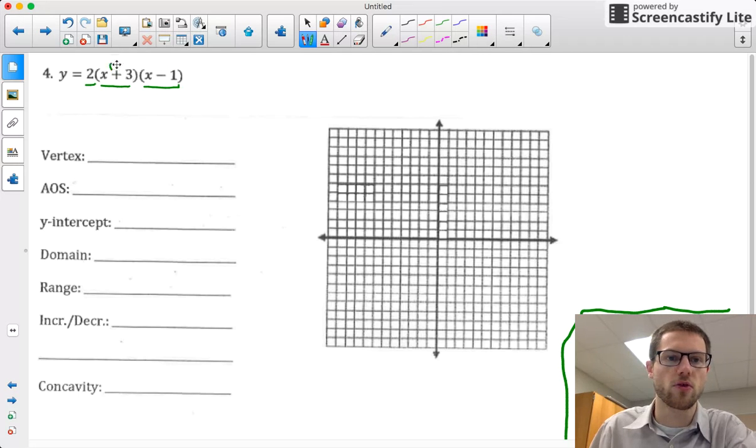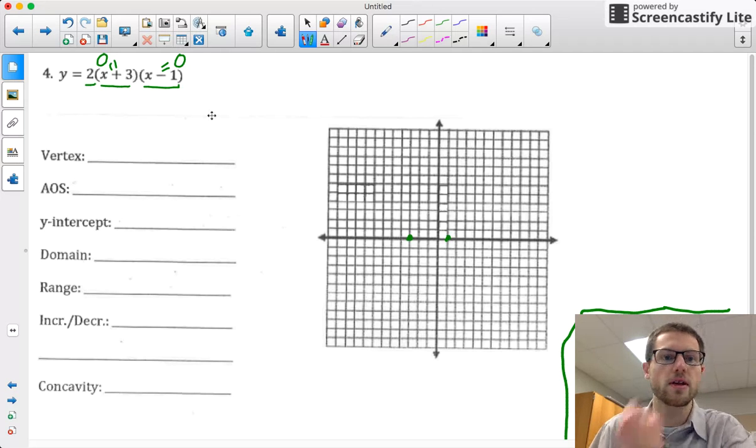And to find the roots, we're going to set each one of these factors equal to 0. And whatever will make this factor equal 0 will be my root. So when x is negative 3, this whole factor will equal 0. So 1, 2, 3 here is my first root at (negative 3, 0). And my second root will be at positive 1, since 1 minus 1 is 0.